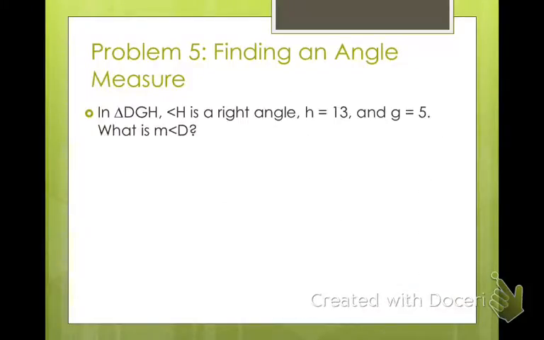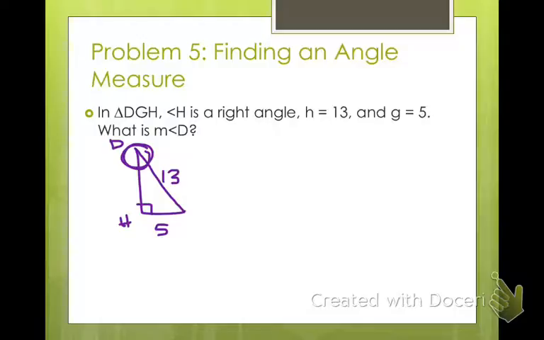Alright, in triangle DGH, our angle H is a right angle. Side H is 13, side G is 5. What's the measure of angle D? Okay, so let's go ahead and draw a picture of this one as well. So we have another right triangle. So we know H is our right angle, and that means the opposite side is our side H. G is 5, so just pick one side. It means they want to know what is this angle, angle D.